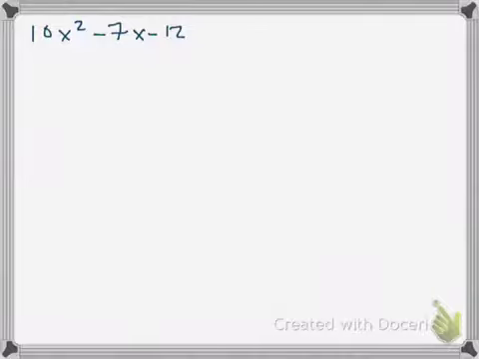Our first term coefficient is 10, and our last term is negative 12, and so we've got 10 times negative 12, and that's negative 120, and that's a pretty big number. But I have a calculator to break it up, and it really doesn't take that long to list the factors.